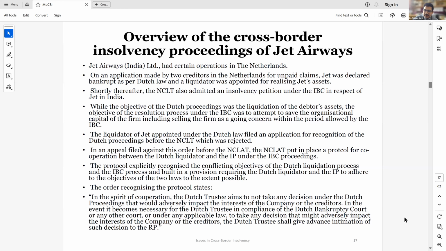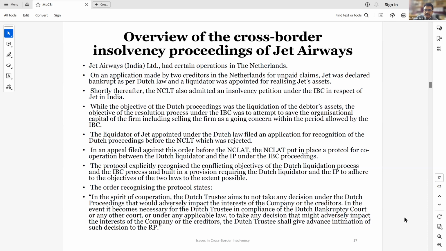Then Jet. Jet had certain operations in the Netherlands, and on an application by two operational creditors in the Netherlands for unpaid sums, Jet was declared bankrupt, and a liquidator was appointed for realizing Jet's assets. Through this we also get to know the difference in the insolvency laws of different countries. In India, we adopt a step-by-step approach. The insolvency application is admitted, and after that the RP tries for resolution. Only in case of unsuccessful resolution will liquidation be ordered.